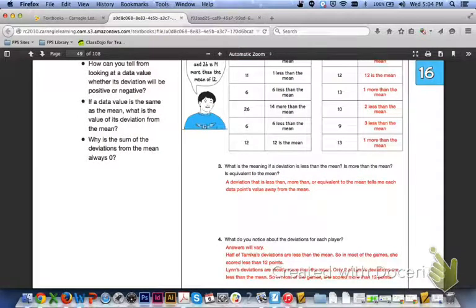Whereas Lynn's deviations are a little bit different. They're mostly more than the mean. Only 2 of Lynn's deviations are less than the mean. So in most games she scored more than 12 points.